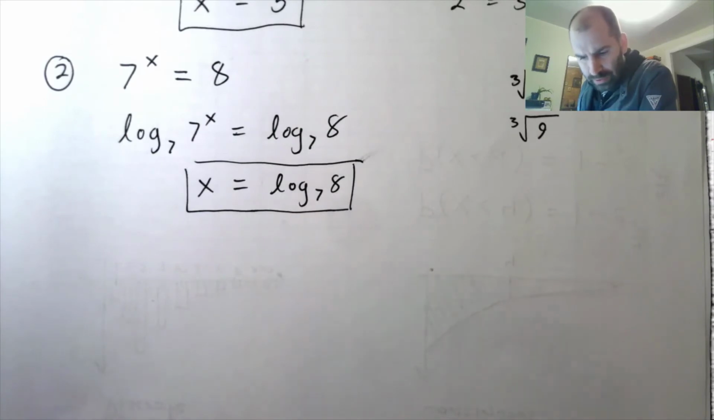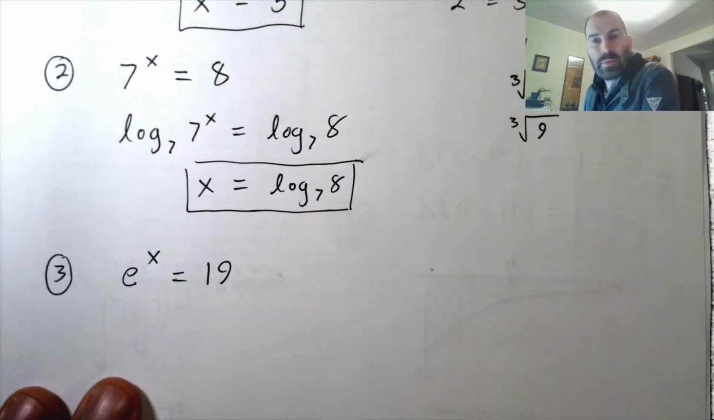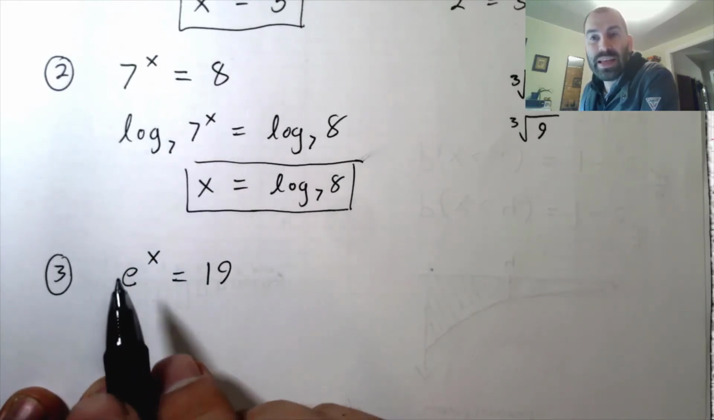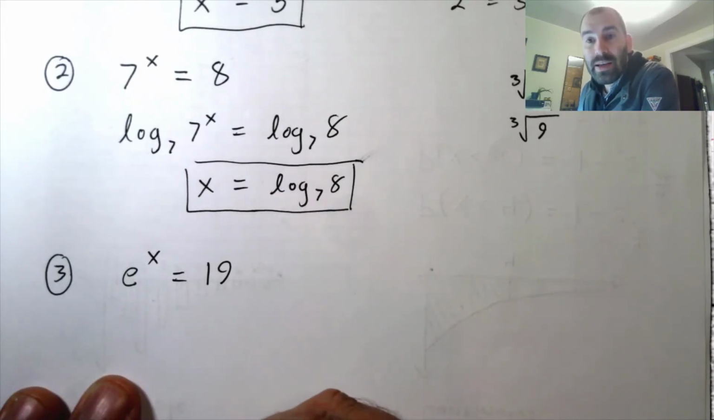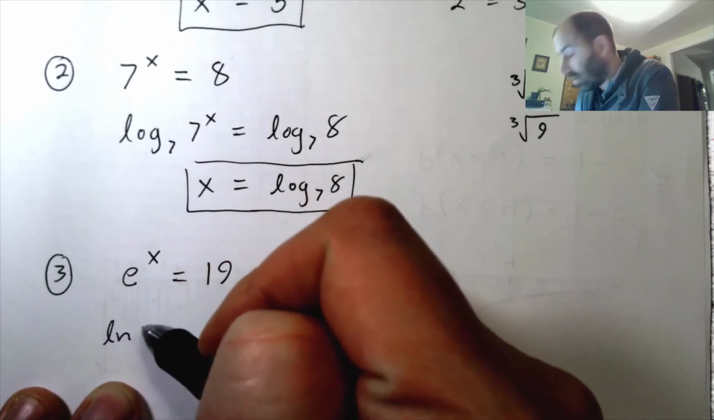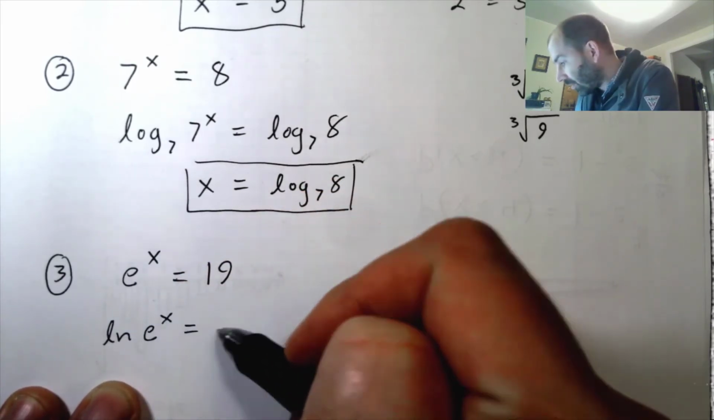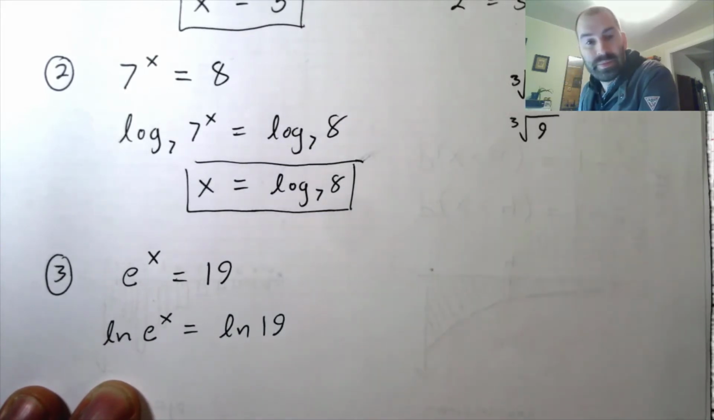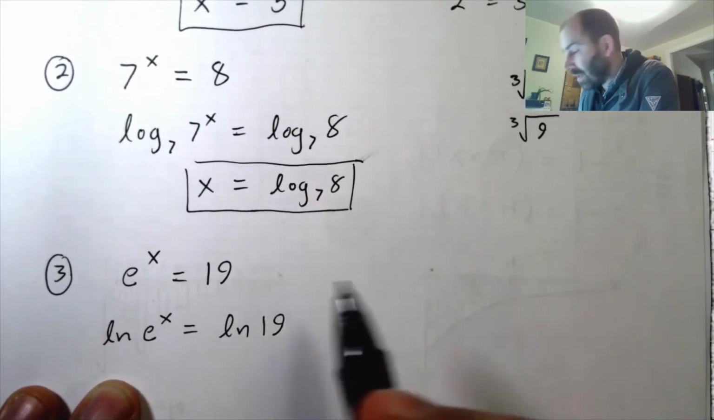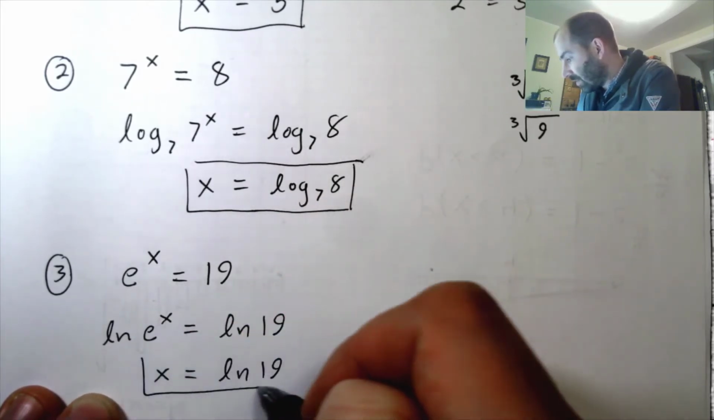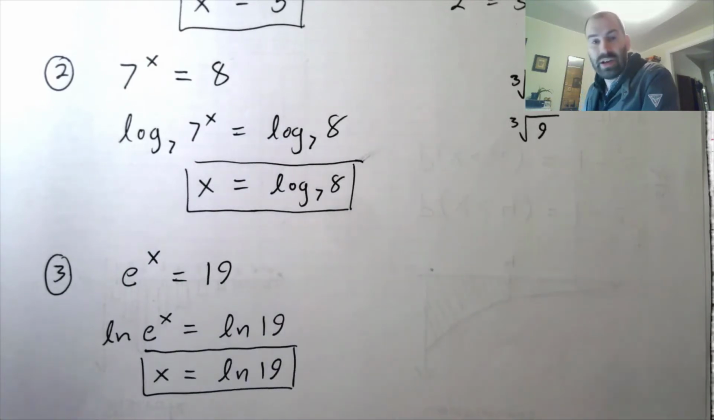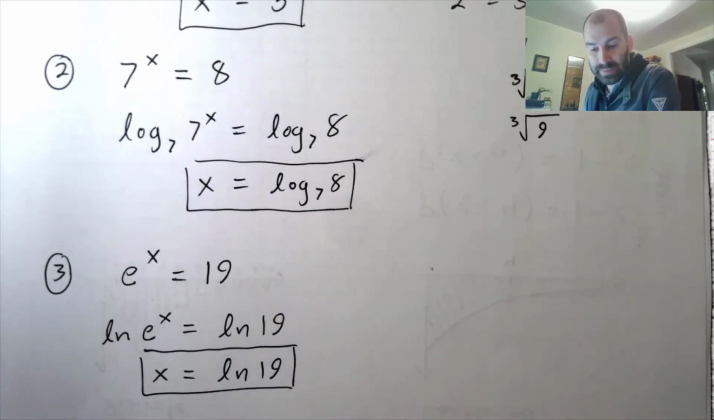Let's do another one. Okay, well, I've got to get the x out of the exponent. What will I do? Well, what were we doing? We're applying the inverse function. What's the inverse function to e to the x? It's log base e. What do we call log base e? We call it ln, the natural log function. So I'm going to take the natural log of both sides. These are inverses, so that becomes x. And there's my answer. x is the natural log of 19. There's no way to simplify this any better.